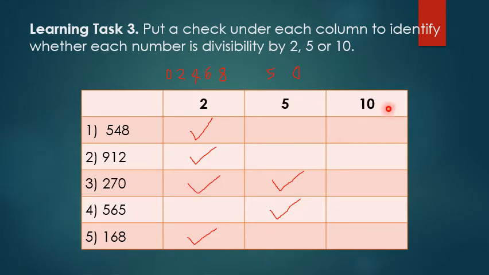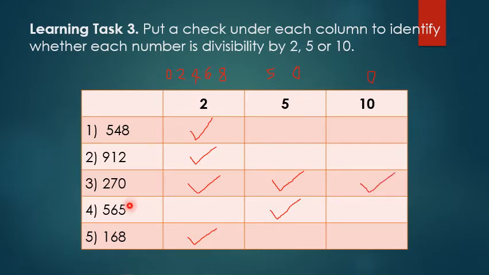Okay, doon naman tayo sa divisible by 10. Ano nga uli ang rules natin sa divisibility rules by 10? Dapat siya ay nagtatapos sa 0. Napakadali, 0 lang ang hanapin natin. Tingnan natin number 1, 548. Nagtatapos po ba siya sa 0? Hindi. How about number 2, 912? Nagtatapos po ba siya sa 0? Hindi din po. How about number 3, 270? Nagtatapos po ba siya sa 0? Okay, very good. Siya po ay nagtatapos sa 0. Siya ay divisible by 10.